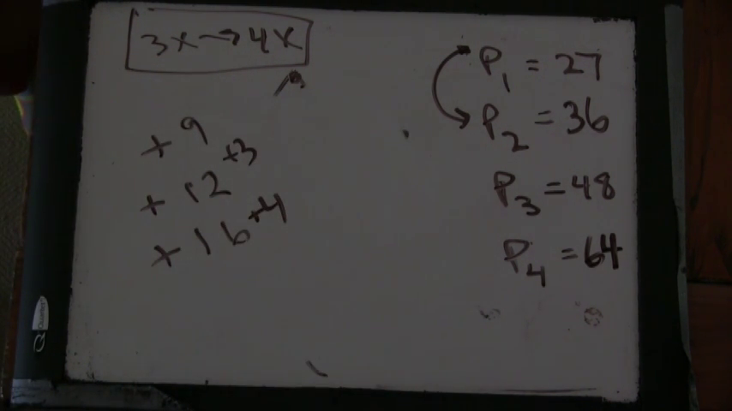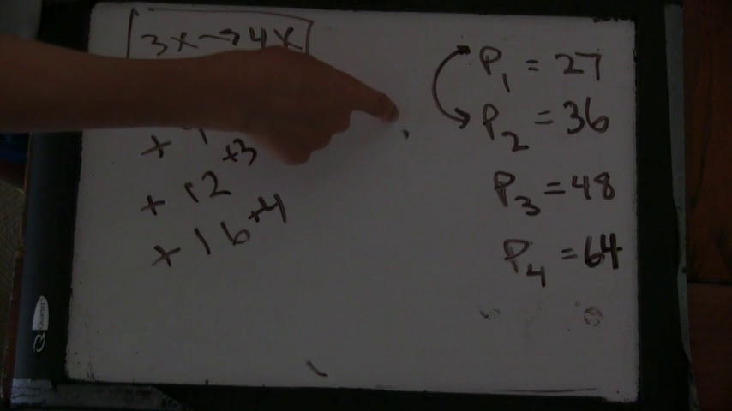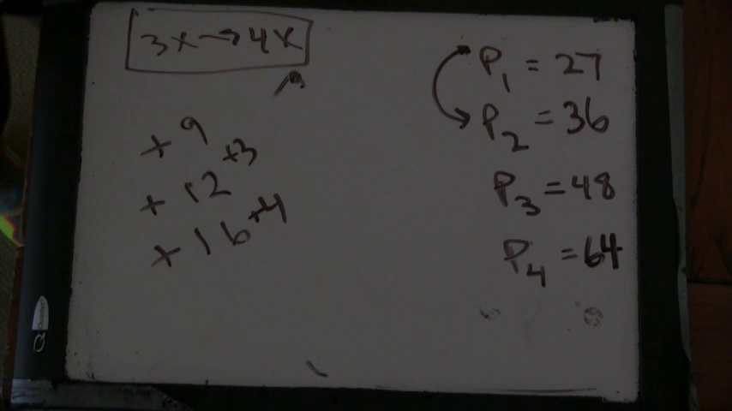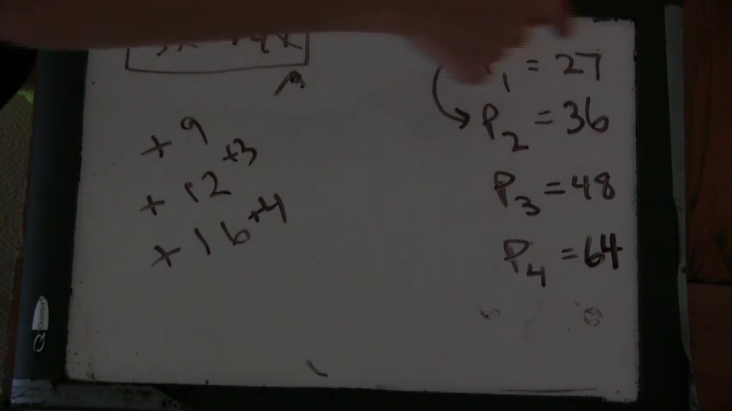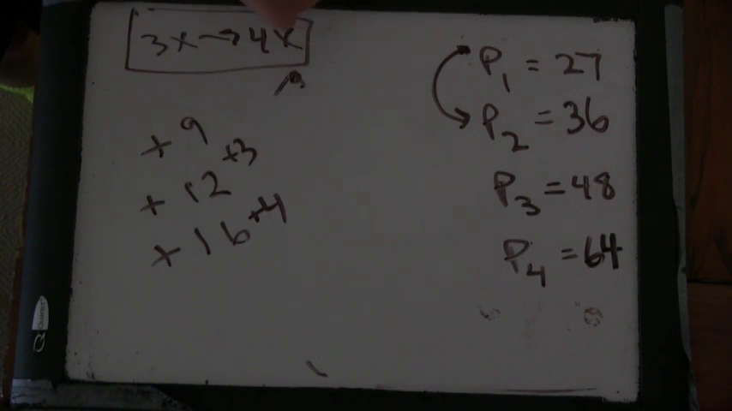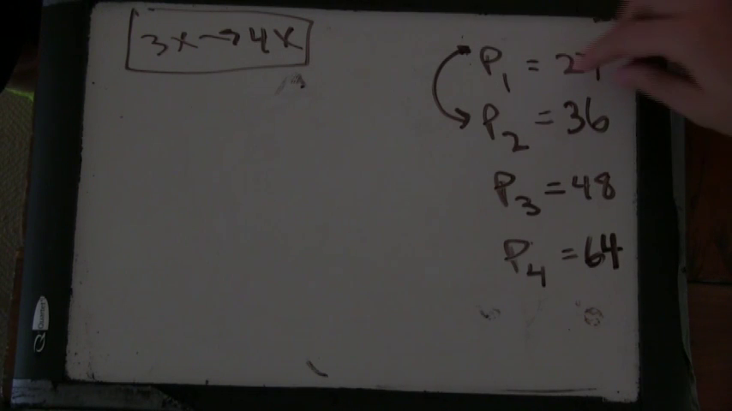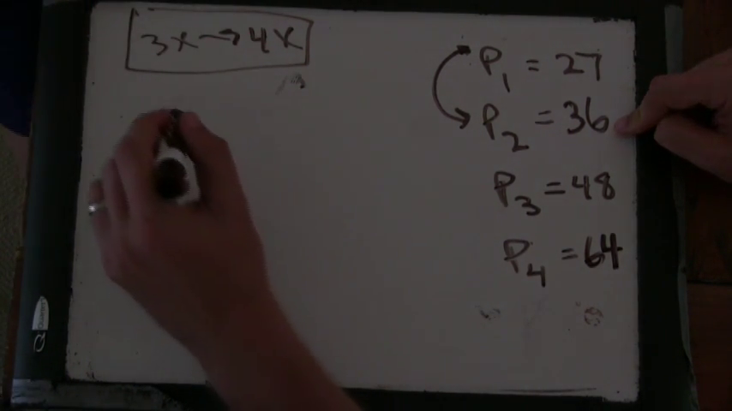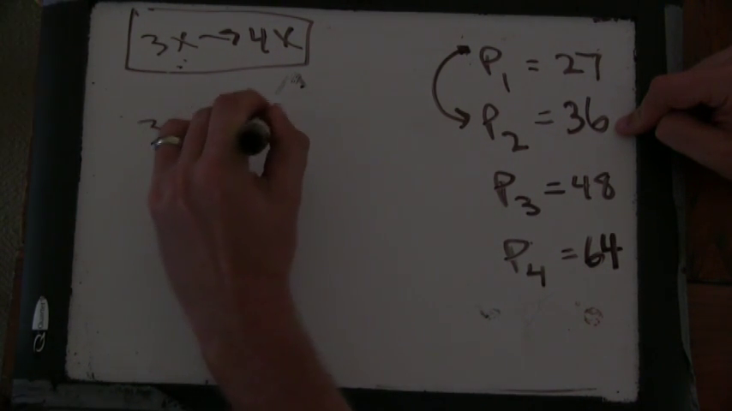I think I see another pattern. All right, what pattern do you see? Well, this doesn't work for the first one, but to get from 27 to 36, it does. So you take the current one you have, divide it by 3 and then multiply it by 4. So that would be 9 times 4 is 36. Right, so that comes right from here. So 3x is going to 4x.